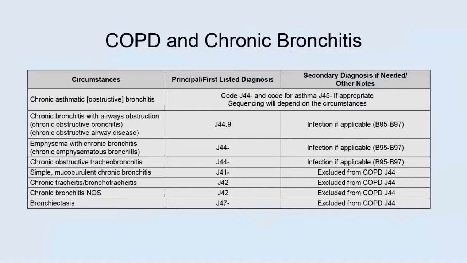So here's a summary of COPD and bronchitis. Note that a separate code is not used to indicate the bronchitis. Use only a code for the COPD, J44, to indicate both the bronchitis and the COPD, though you may need another code to indicate the infectious agent. The last four rows in this table list conditions specifically excluded from COPD. Without any additional documentation, you don't code these conditions with COPD.